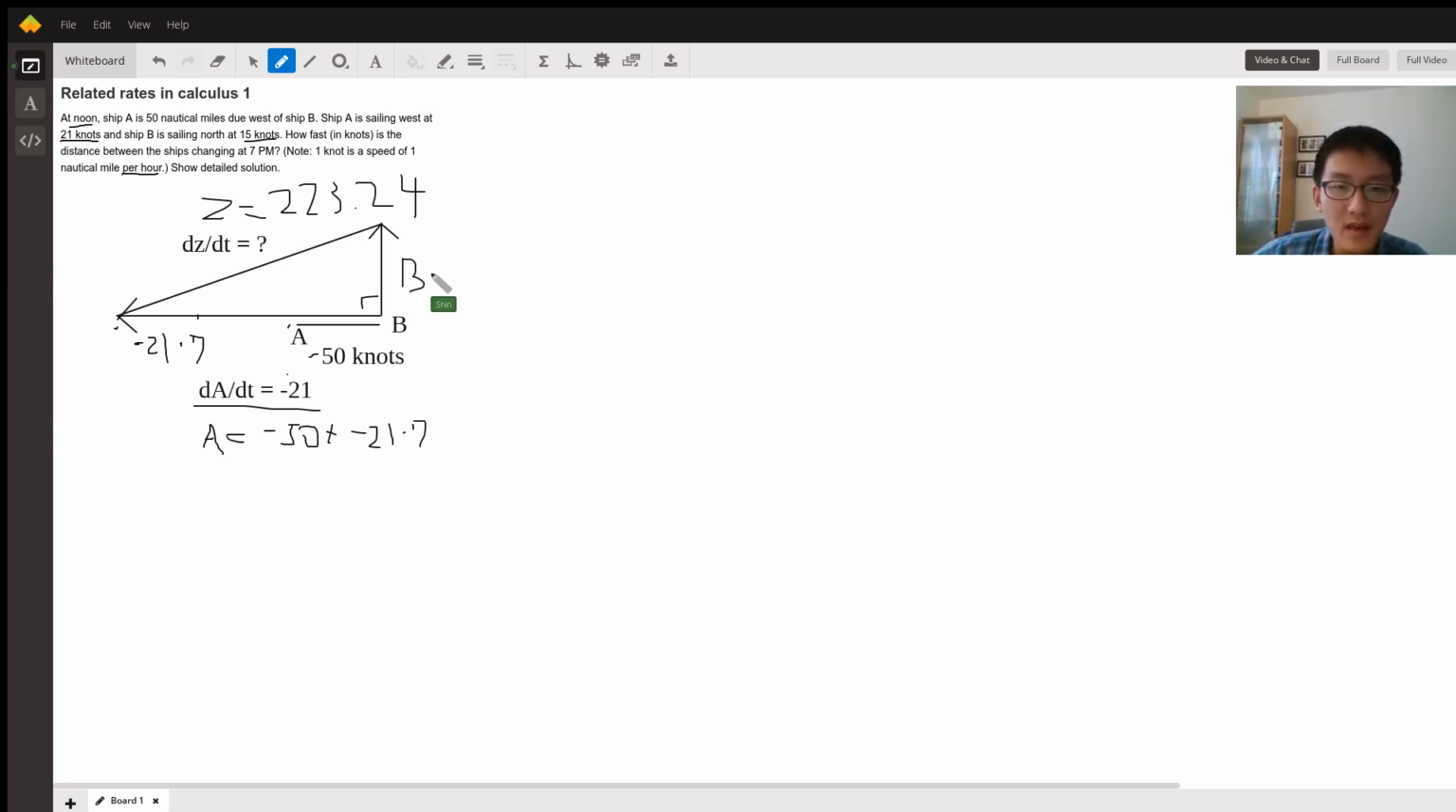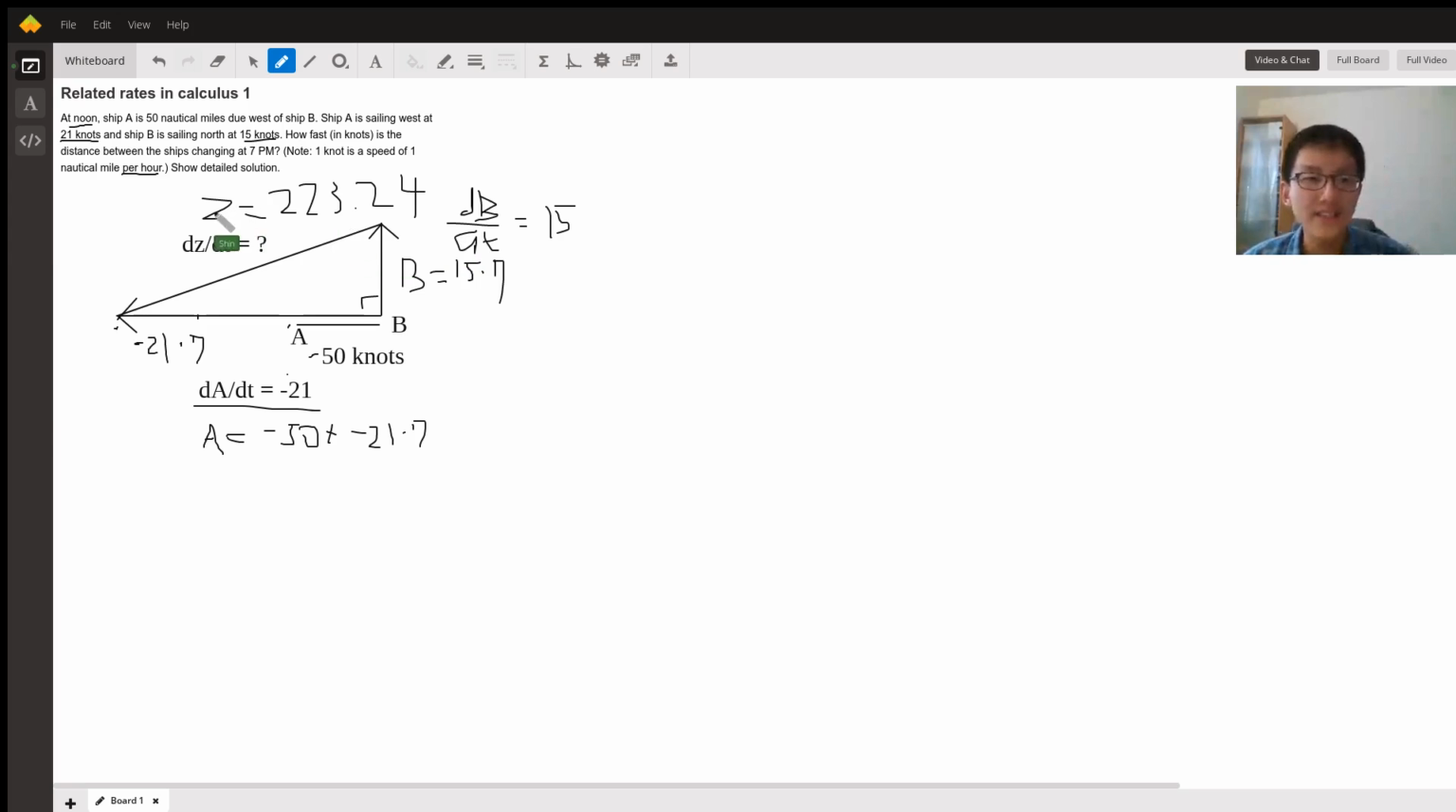So that's the distance of A at 7 p.m. And then for the distance of B, since B is at the origin at noon and is traveling at a constant rate of 15 knots, after 7 hours the distance traveled will be 15 times 7. And we know that dB/dt is 15.